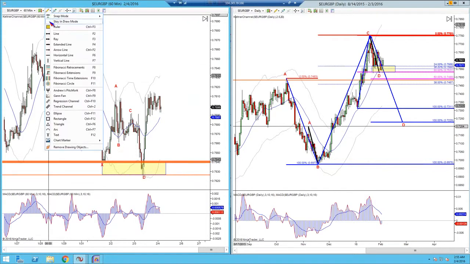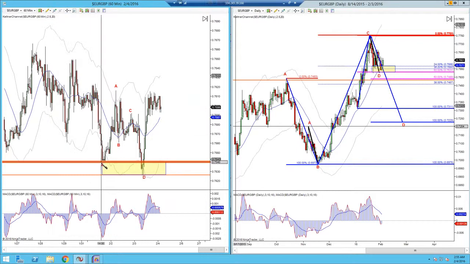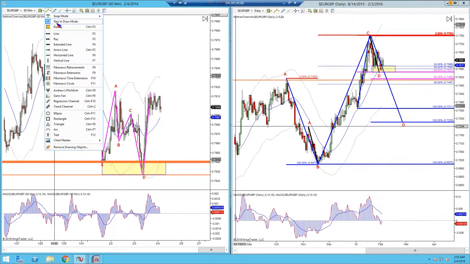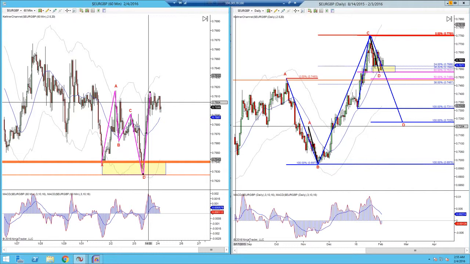So let's just run our trend lines so we understand what we're looking at. Okay, X, A, B, C, D. You can label them out. It's this right here that's important to me. That's what's important to me right now. I'm watching this. So here's how I lay this out.